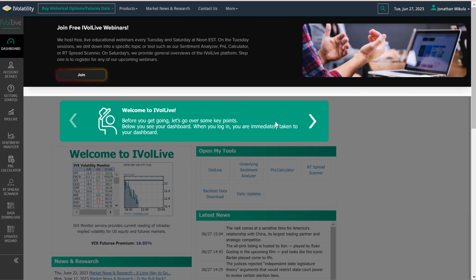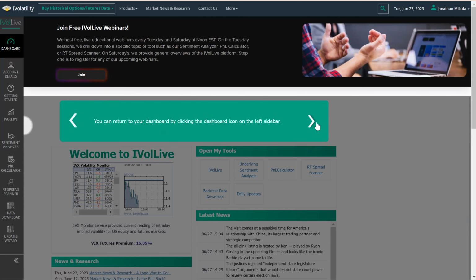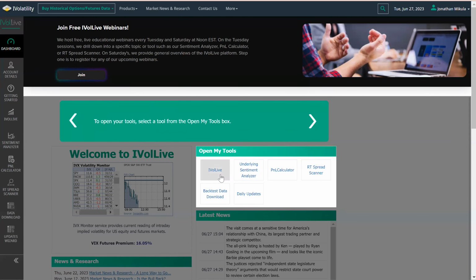Let's get going. When you log into IVolatility, I just logged in right before hitting start here on the Zoom. So this is the dashboard. Again, our friendly little concierge will welcome you. You'll see different shortcuts on how to access all these tools. Today, we're focusing on the real-time spread scanner, which you can access here and here as well. But the meat and potatoes of the platform is, of course, IVol Live, then sentiment analyzer, P&L calculator, real-time spread scanner, backtest data download, and then our daily updates. These all work in concert with one another.